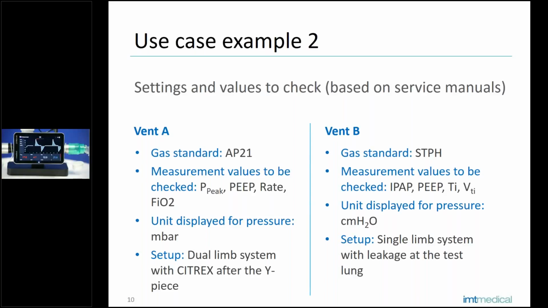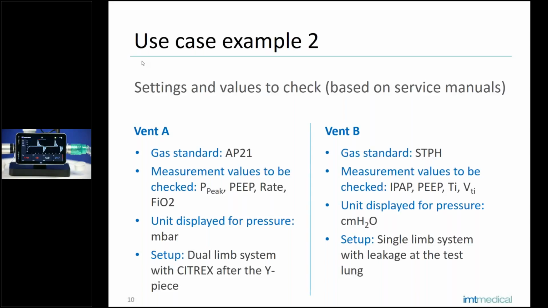So everything is set up for ventilator A. If we have a closer look at my CITREX H5 screen here, if you take a look at the presentation, ventilator A uses gas standard AP21. So I have set up gas standard AP21 already here. Then I have configured my main measurement screen here with a flow curve, which I want to see, and also with my 4 main measurement values I need to check, which is P-peak, PEEP, rate, and O2.